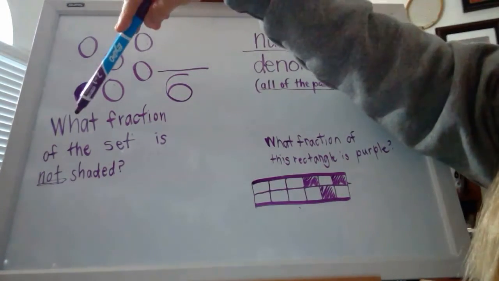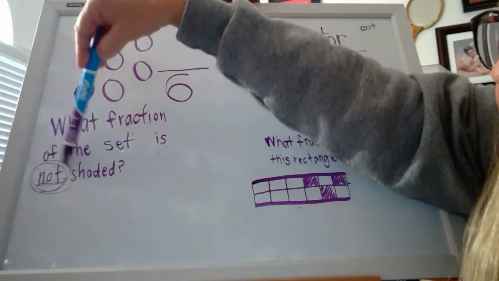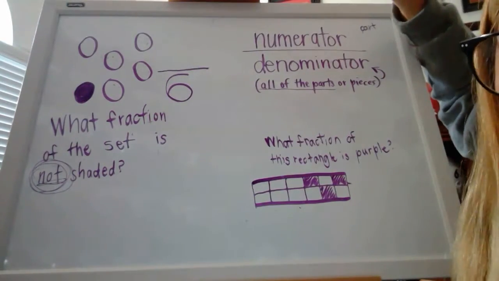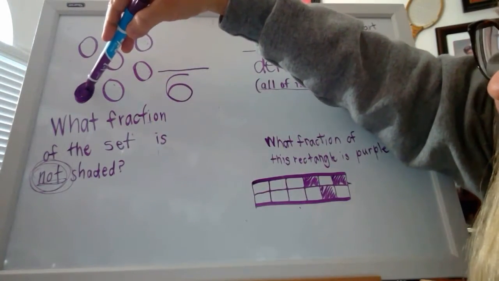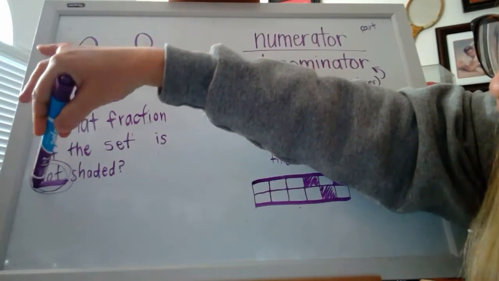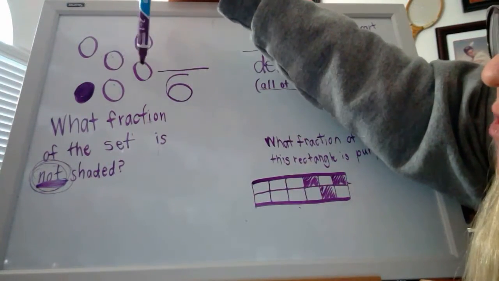Now, the question said, what fraction of the set is not shaded? They like to try to trick you. So some people will say 1 because they didn't pay attention to not shaded. So these have not been shaded in. So they are not shaded.